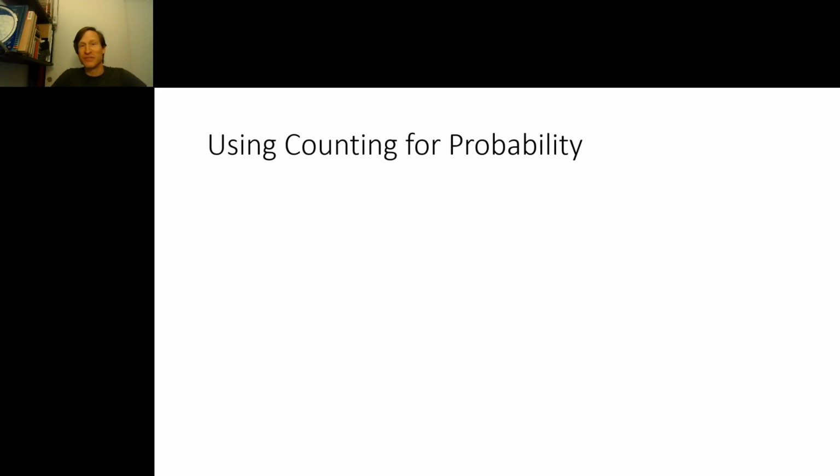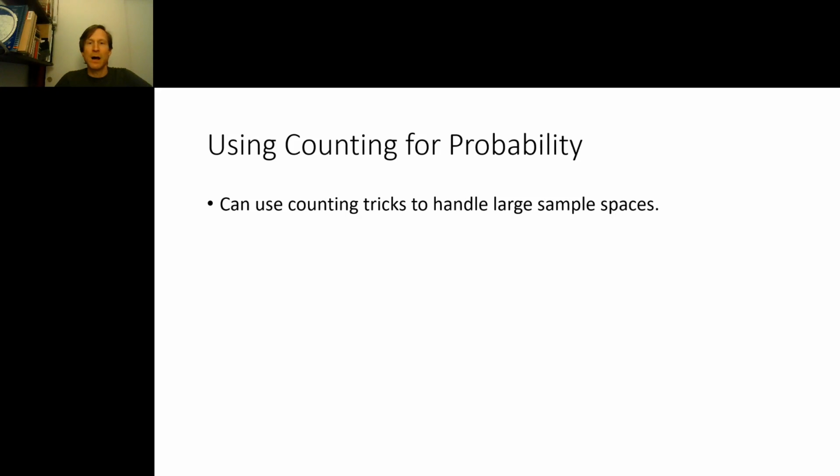Now that we have some more sophisticated tricks for counting large sample spaces, let's use these tricks to calculate some probabilities that would have been very difficult to calculate before. Mostly we'll use these tricks to figure out how large very large sample spaces are.